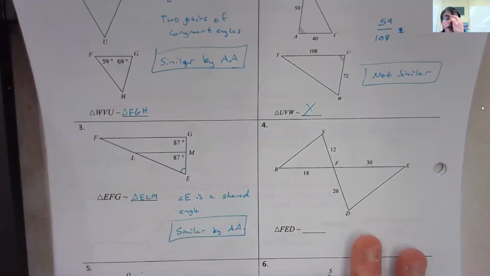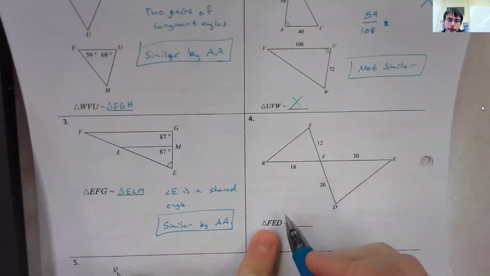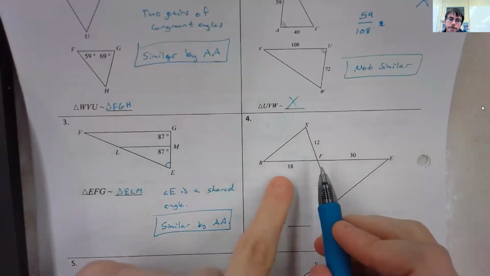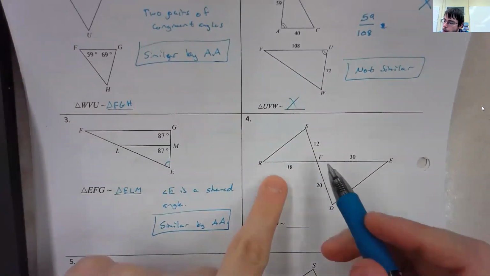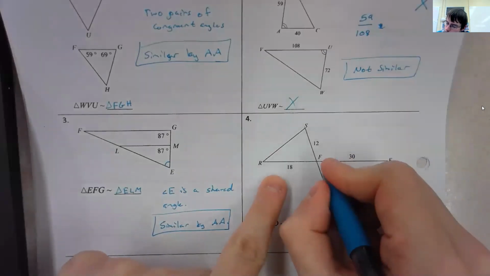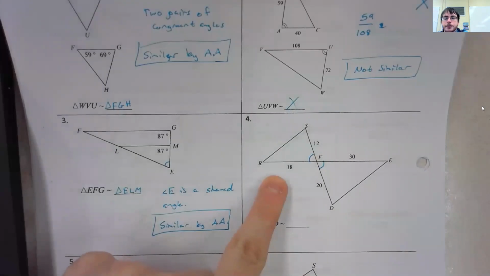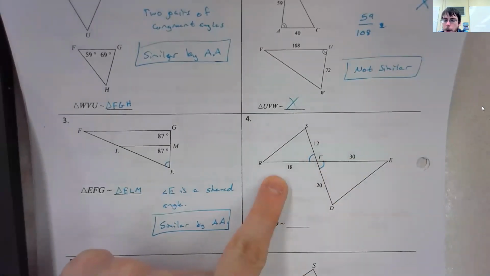Number 4, we have triangle FED. Well, we need to see if they're similar first. I'm getting ahead of myself here. So we have angle F here on both ends. These are vertical angles, so they're congruent. And we have two pairs of sides. Now we need to make sure those sides are proportional though.